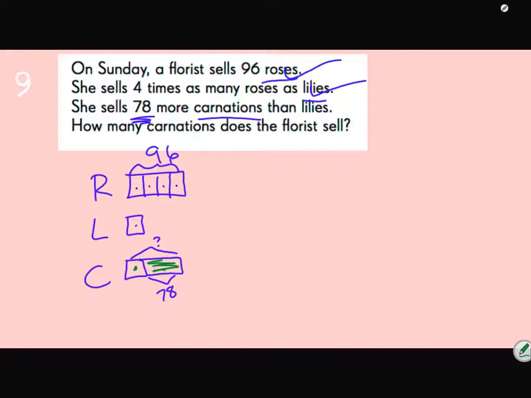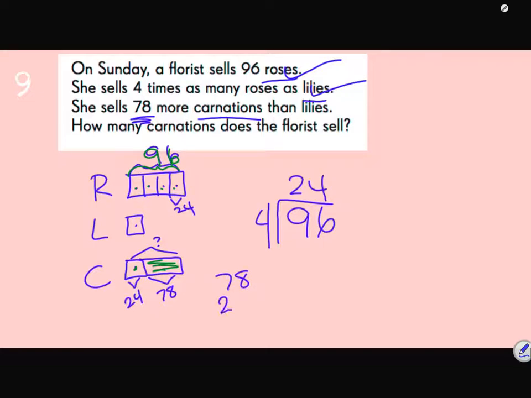Well, we have other information up here. We know that 96 is surrounding 4 equal parts. So I could divide 96 by 4 to figure out what one of those equal parts is. 96 divided by 4 is 24. So if one part is 24, that means this is also 24 because it's an equal part. Then we can simply add 78 and 24 and find that there are 102 carnations that have been sold. That one's a good one. I really like that problem.